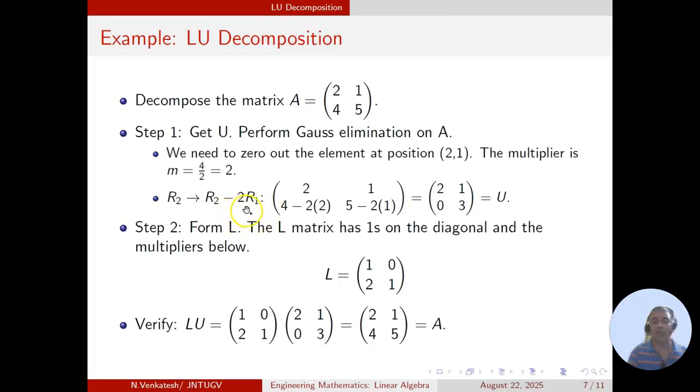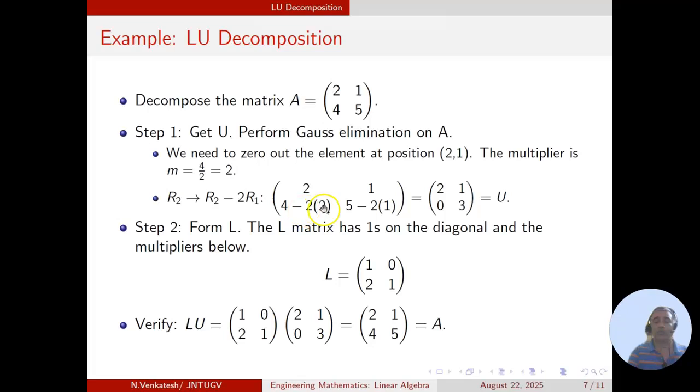This 2 we call a multiplier. Now the main diagonal elements of L we consider as ones, and as it is a lower triangular matrix, all the elements above the diagonal are zeros. So we have to find the elements below the main diagonal. There is only one element here, that is the multiplier that we had used. The multiplier that we had used here is 2, so that will be 2.